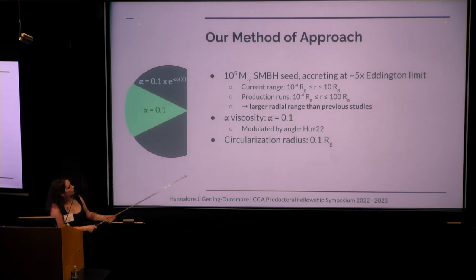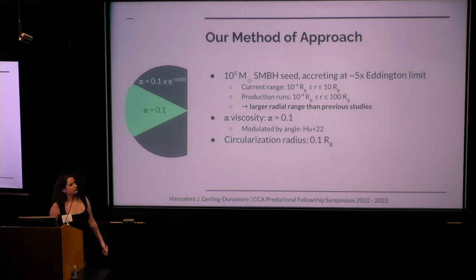We are using an alpha viscosity of 0.1, which is typical of a thin disk model. And we are modulating that by angle as was done in Hu et al. 2022. And we have a circularization radius set at 0.1 Bondi, which just basically means interior to that, it's a Keplerian disk, and exterior, angular momentum is approximately constant.